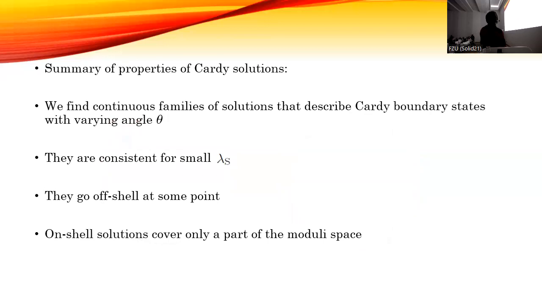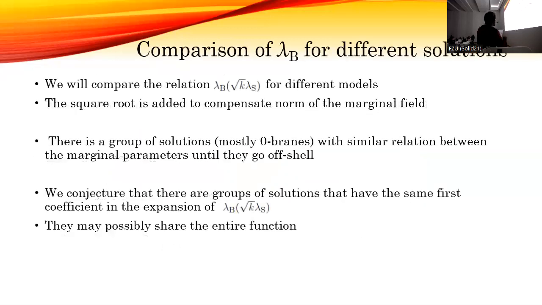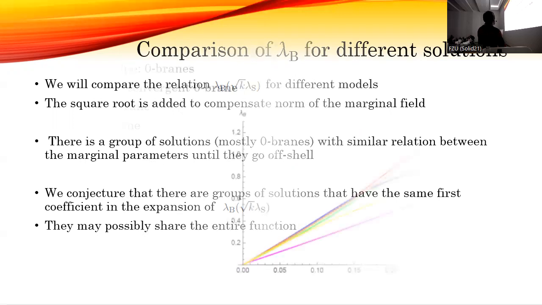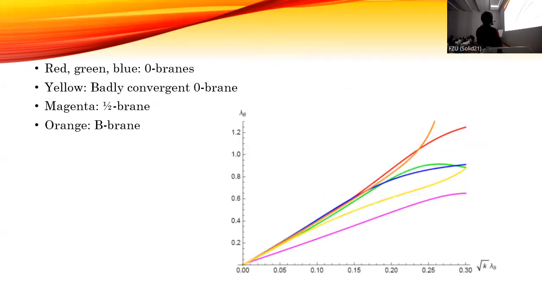On this slide I have just a summary of what I said before, so let me skip that because I'm over time. Towards the end, I would like to compare the values of lambda b obtained from different solutions, because there are some similarities. I will compare this function where I have added the square root of k to compensate for the normalization of the marginal field. Here's the plot, and you can see that there are several solutions for which this function is similar. Let me go quickly through what we can see here.